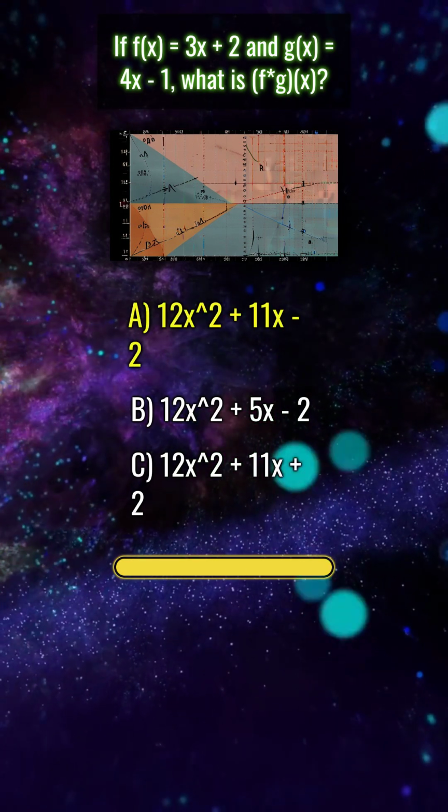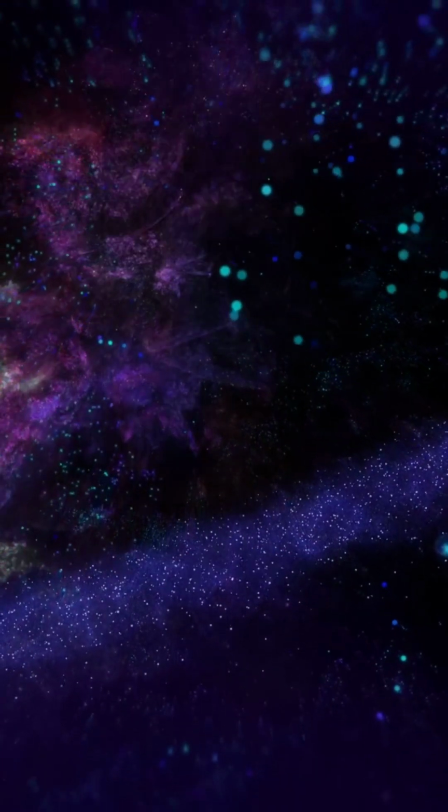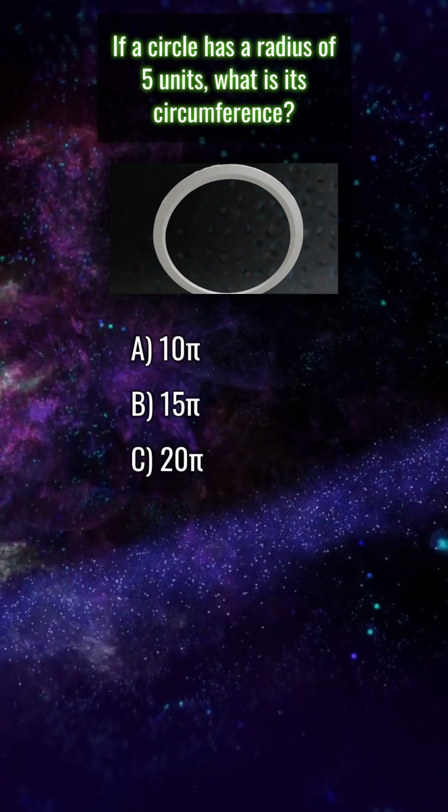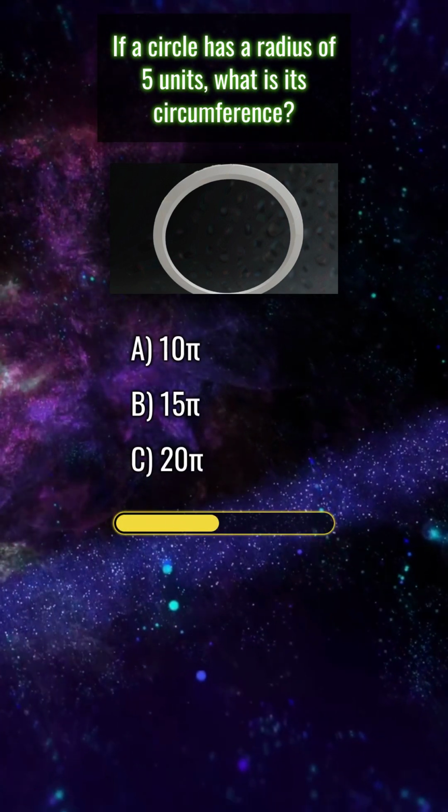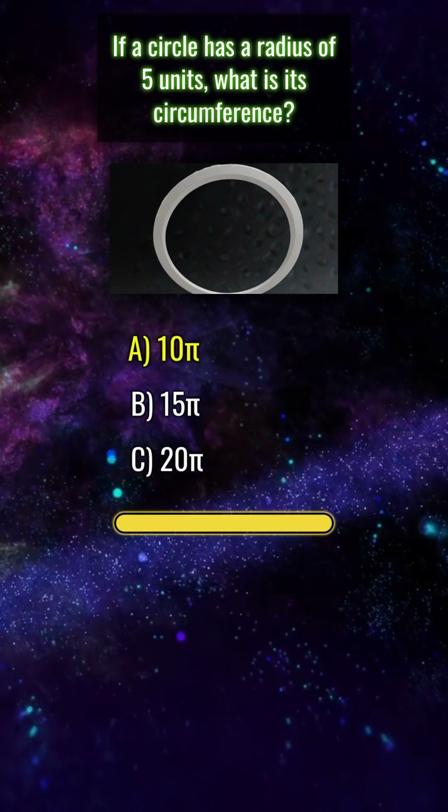A. 12x squared plus 11x, 2. If a circle has a radius of 5 units, what is its circumference? A. 10 pi.